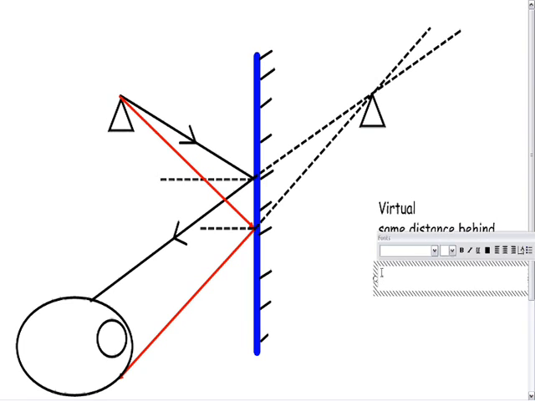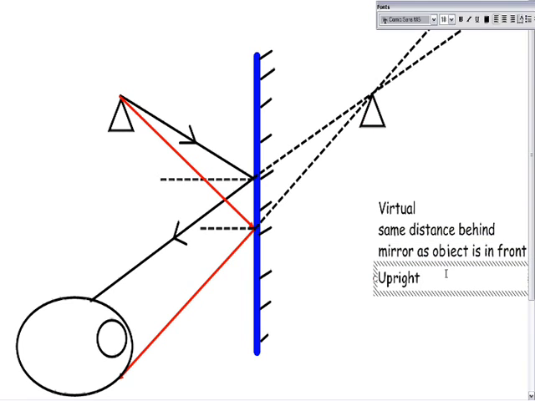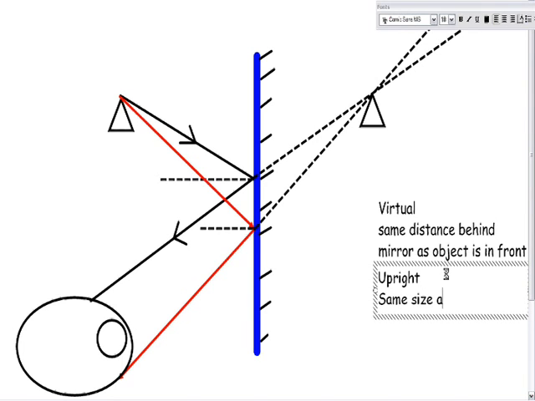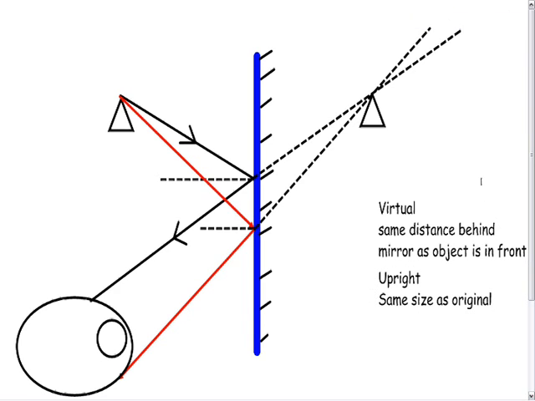The object is upright, so it's the same way up. And the object is the same size as the original. There are no lenses here. And that's reflection in a nutshell. Remember that anything that's imaginary, anything that your brain has put together, or anything that science has built, is done with a dotted line. So your normals are dotted, and your traced back rays are also dotted.